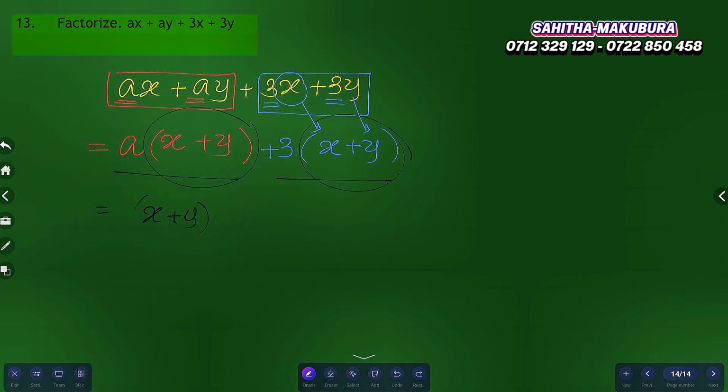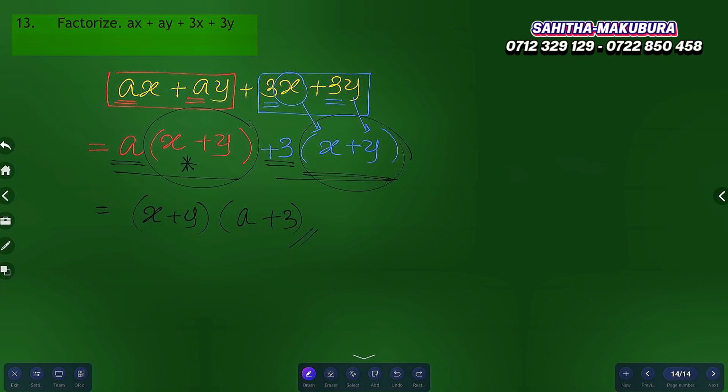What will be remaining now? Once you take this x plus y out, the only thing remaining from the first term is a. The term remaining from the second term is 3. So it will also become a factor. So we can factorize this algebraic expression as x plus y times a plus 3.